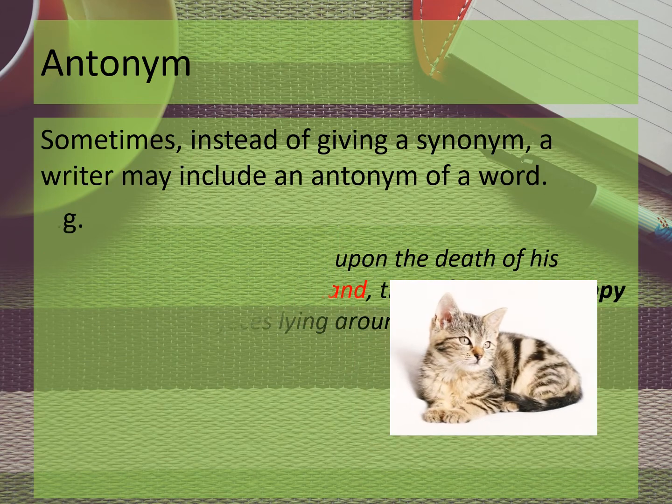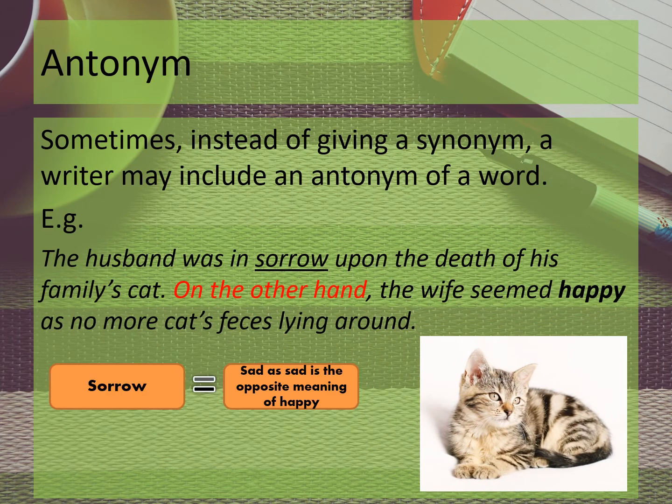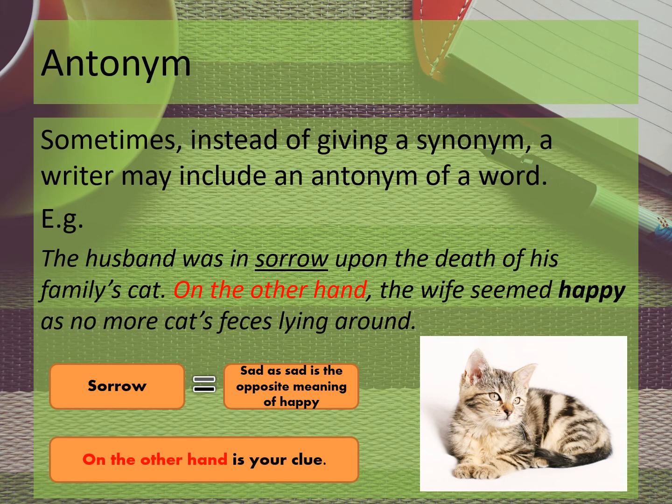Other than synonym, antonym can also be your clue in order for you to understand certain words. The husband was in sorrow upon the death of his family's cat. On the other hand, the wife seemed happy as no more cat feces lying around. So you can see that sorrow is the opposite of happy, because whatever the husband is feeling is always the opposite of the wife's feeling.